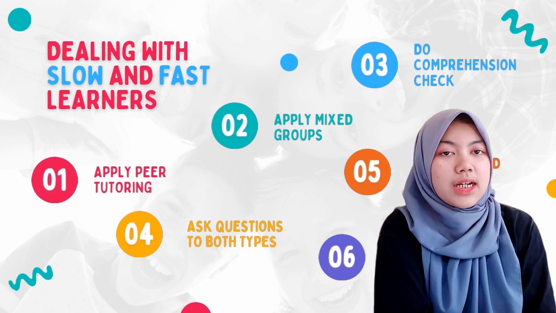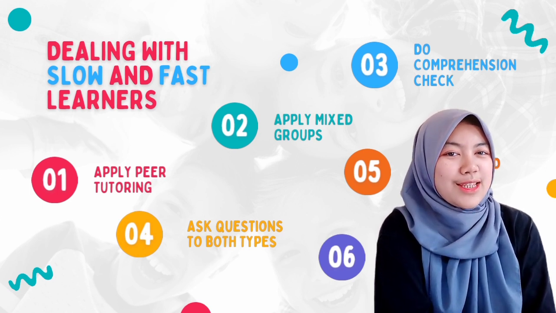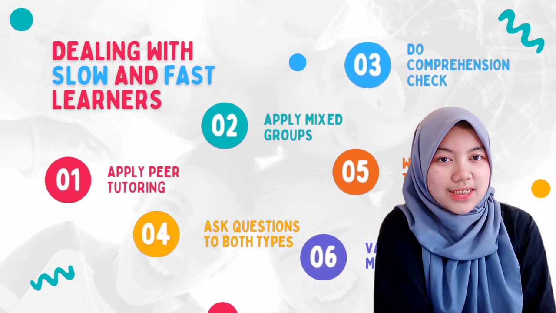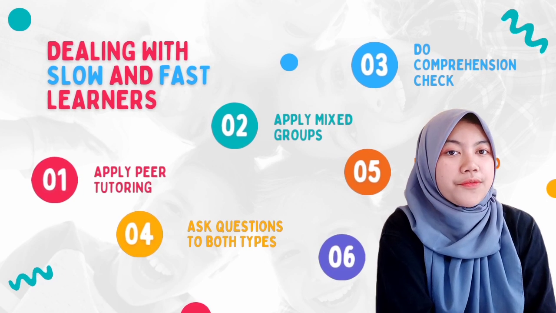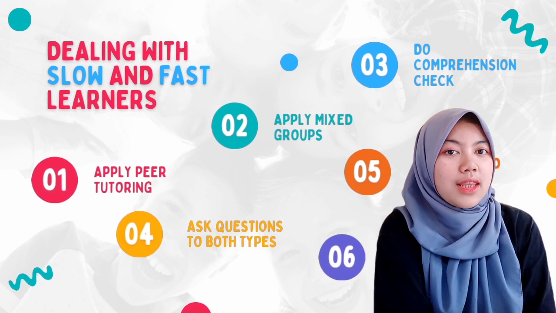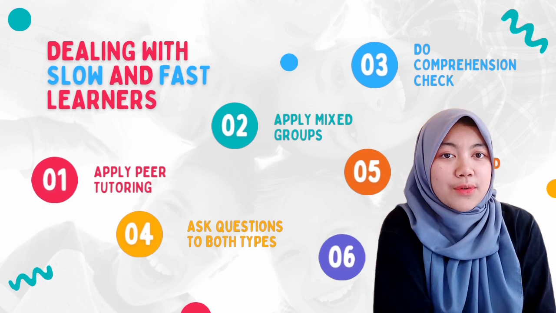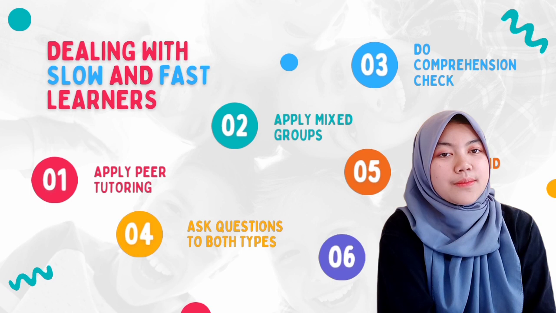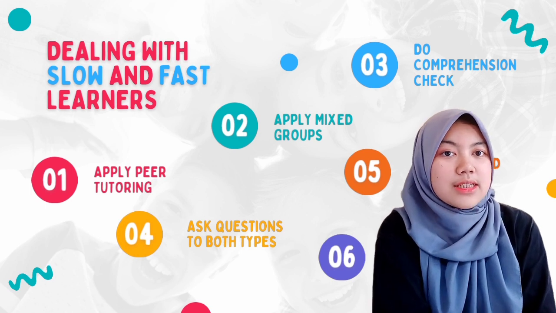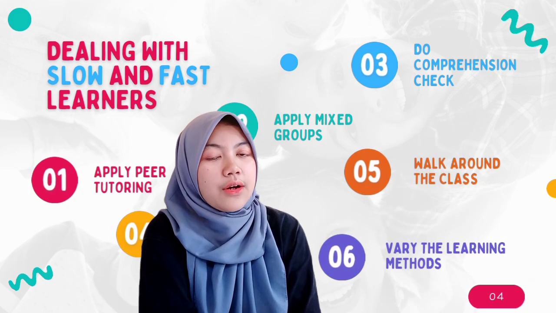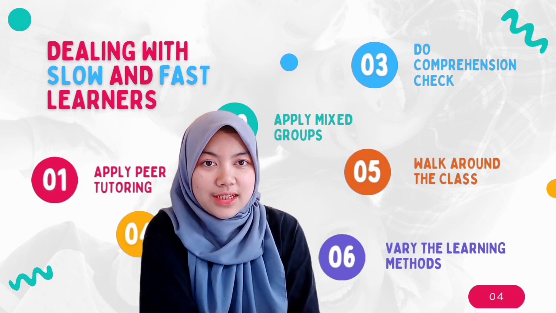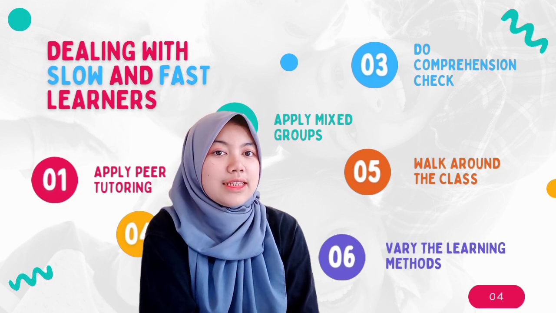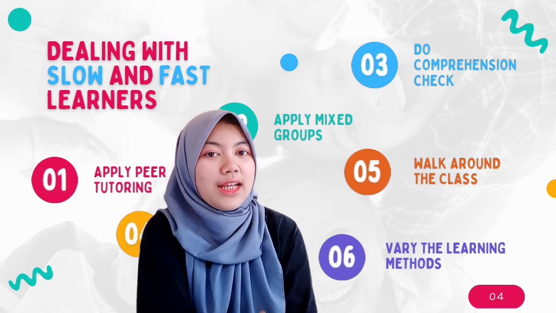Number 3, teachers have to do comprehension checks, especially on the slow learners, because if they are in trouble, the teacher can help them. Number 4, ask questions to both types. Teachers do not focus only on the slow learners or on the fast learners. Give them equal attention. Number 5, walk around the class. As I mentioned earlier, the teacher can see the progress of the slow and fast learners by walking around the class.